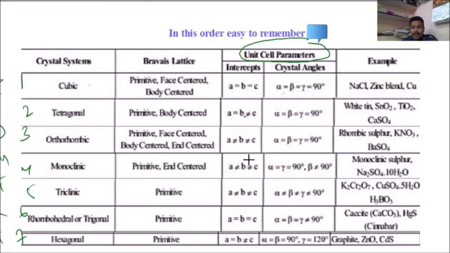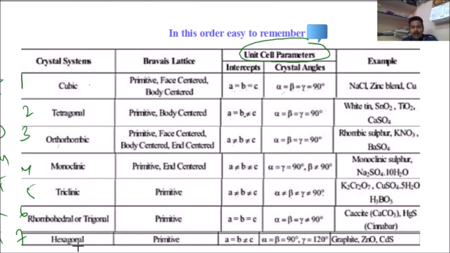See here, why am I following this order? See the logic: A, B, C, alpha, beta, gamma, all are equal here. Next one, tetragonal, A is equal to B, not equal to C, here one not equal to is coming. Orthorhombic, see here, one more not equal to coming. Here I am not going to change anything. Then monoclinic, all are not equal, and here beta separately is not equal to 90. Here two not equal to are coming, plus one more not equal to coming. After that, triclinic, everything is not equal. Up to this we are following one order.